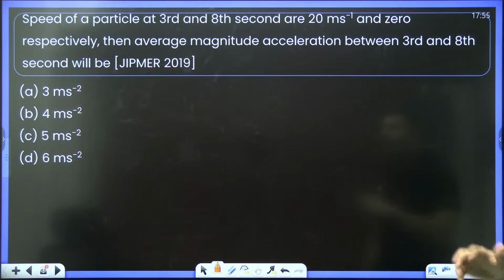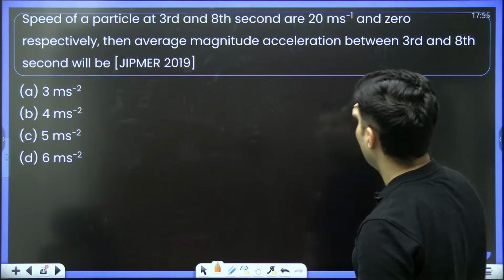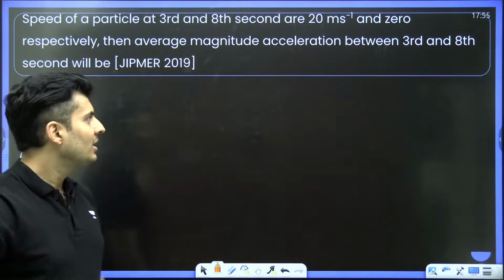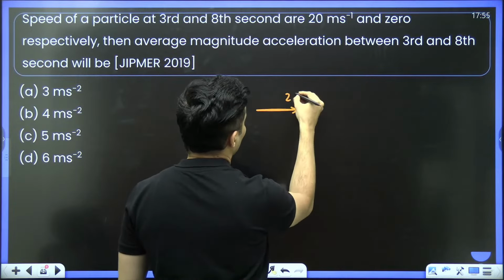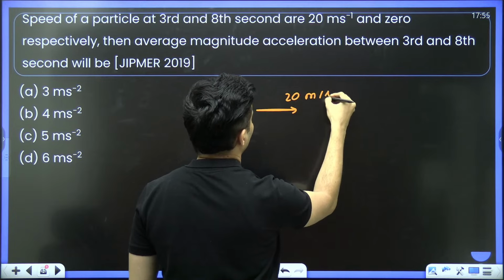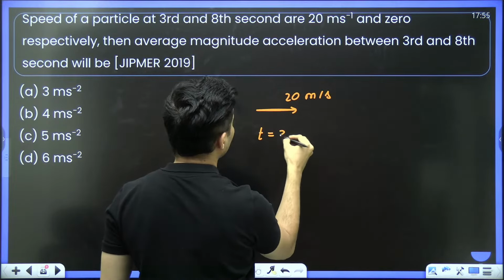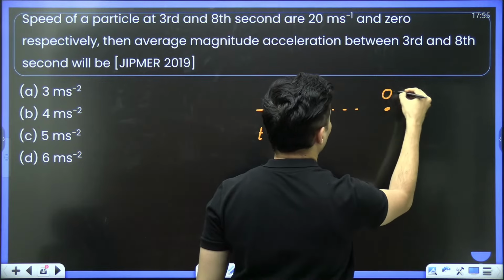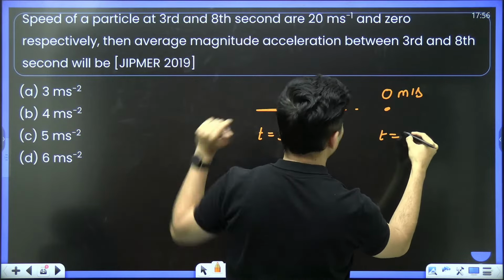Speed of the particle at 3rd and the 8th second are 20 and 0. The average magnitude acceleration between 3rd and the 8th second will be, again a JIPMER question. So the speed was 20 meters per second. Okay, at what second? 3rd. So basically t is equal to 3 seconds. After some time the speed becomes 0. But at what time? t is equal to 8.